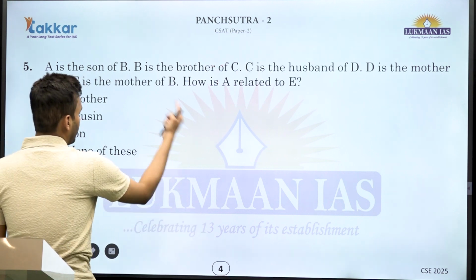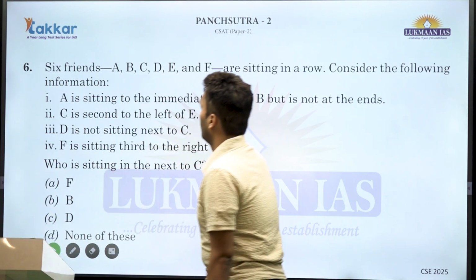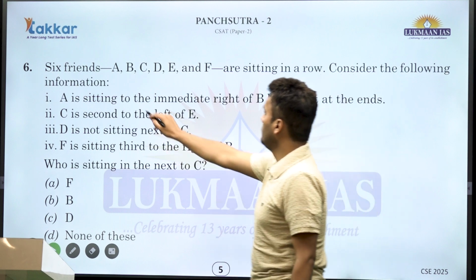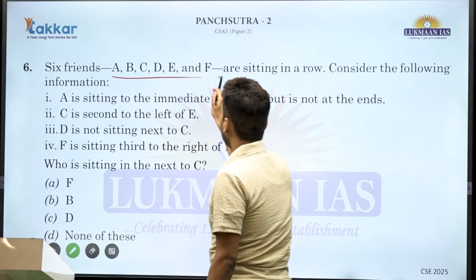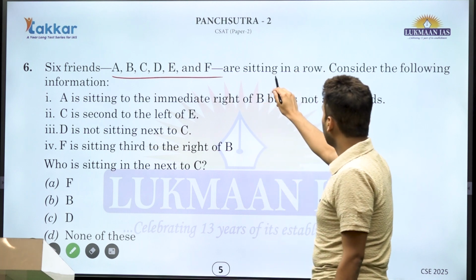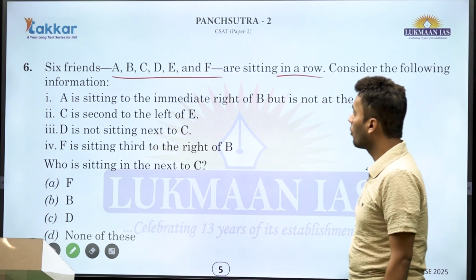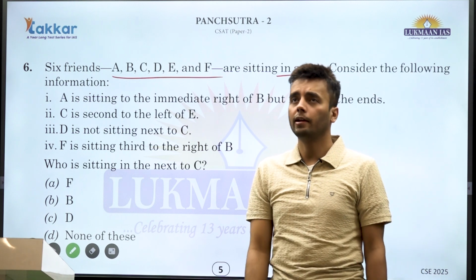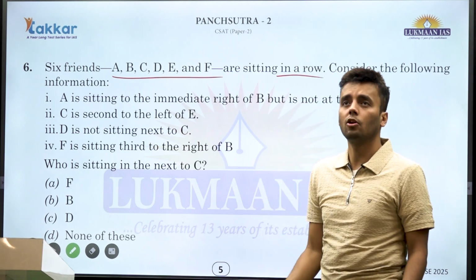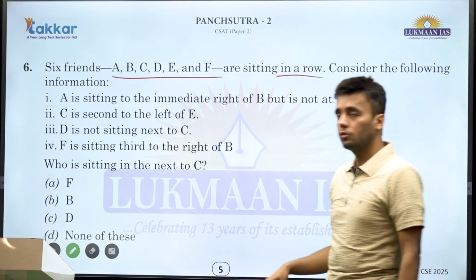Now let's move on to the next question. There are 6 friends, A, B, C, D, E and F. They are sitting in a row. Consider the following information. So let's see the information which are given.